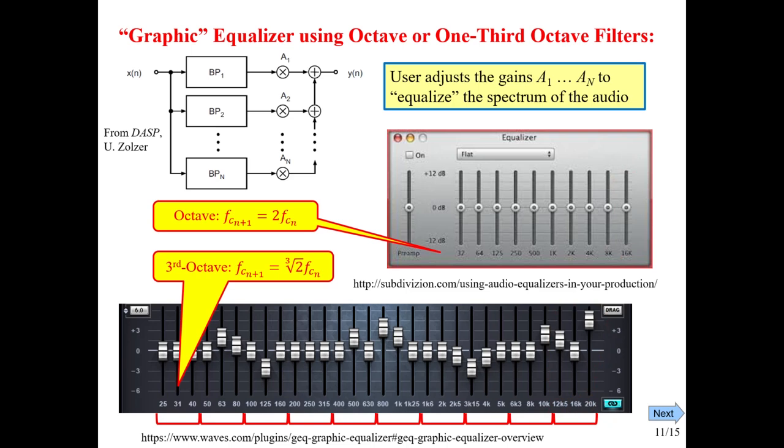And this one shows some sort of outline of the controls. So an audio engineer would tweak those things up and down, and then can get a graphical view of how they're adjusting the frequency response. That's why it's called a graphic equalizer.